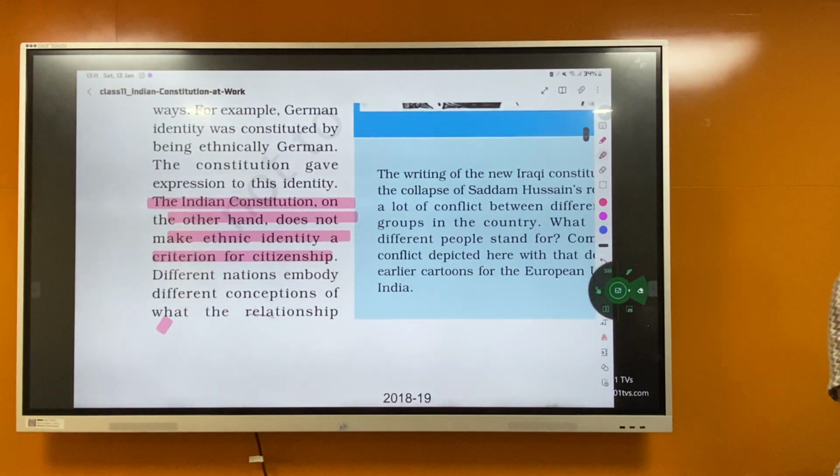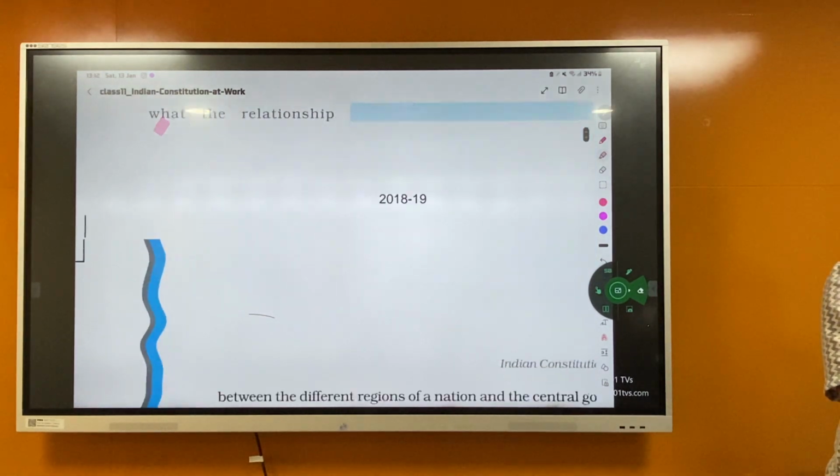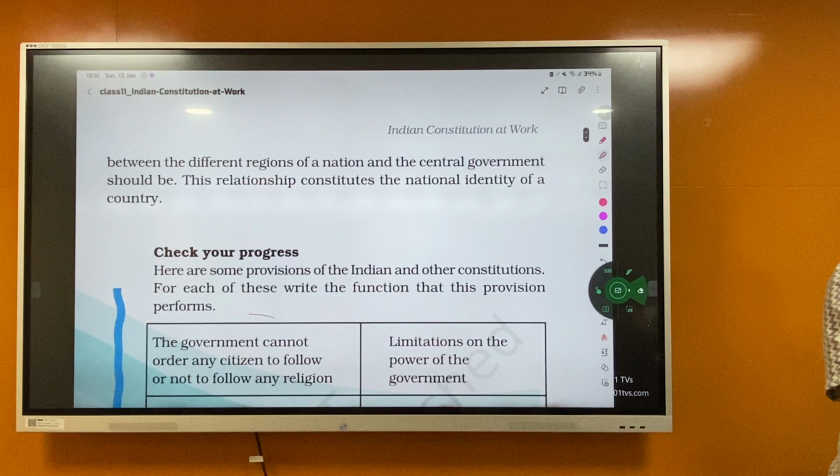Okay? Different nations embody different conceptions of what the relationship between the different regions of a nation and the central government should be. This relationship constitutes the national identity of a country. Okay.